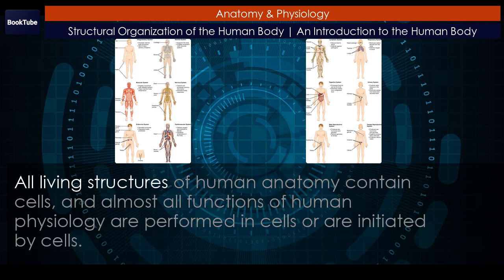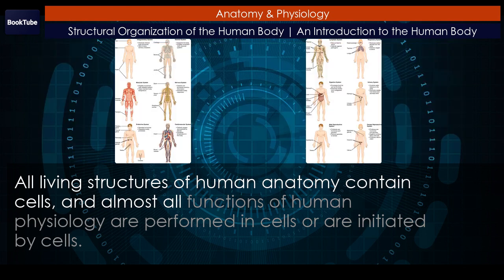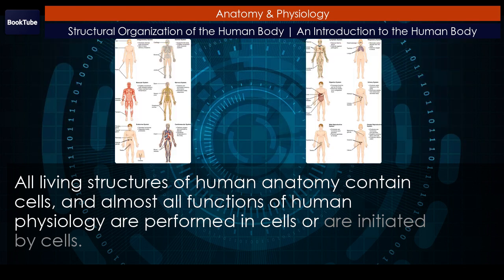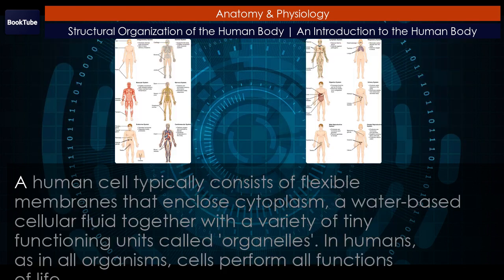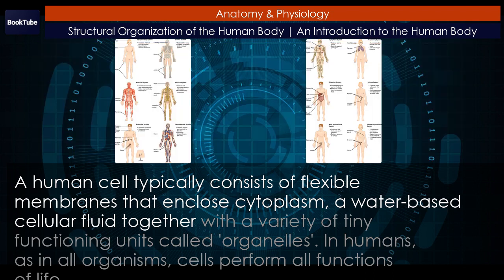All living structures of human anatomy contain cells, and almost all functions of human physiology are performed in cells or are initiated by cells. A human cell typically consists of flexible membranes that enclose cytoplasm, a water-based cellular fluid, together with a variety of tiny functioning units called organelles. In humans, as in all organisms, cells perform all functions of life.